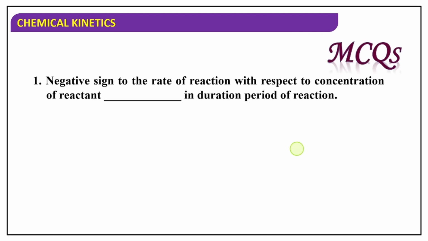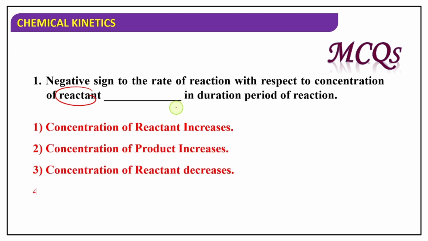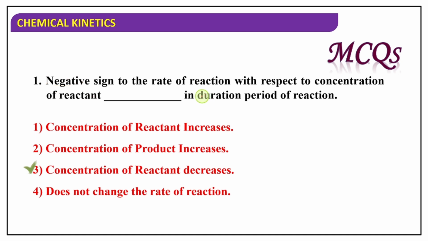So let's now have one question regarding what we have learned so far. The negative sign of the rate of the reaction with respect to the concentration of the reactant, dash in duration period of reaction. Can you now guess? You know very well that as time increases, the concentration of the reactant keeps on decreasing. This is what we were talking about.